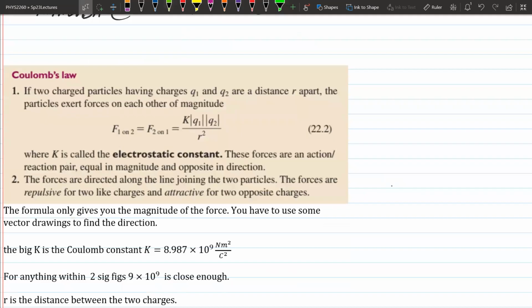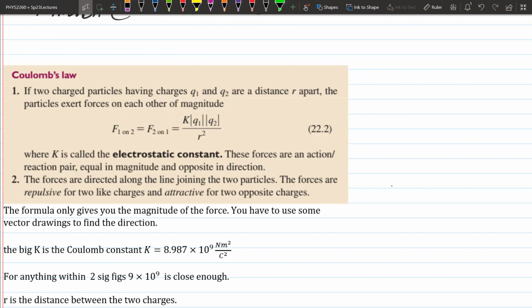So Coulomb's law states that if you have two different charges, charge 1 and charge 2, they're going to apply equal and opposite direction force on each other. It's the same idea as Newton's third law, where if I was to push Anthony, Anthony will push me back with equal and opposite force. So they're going to be equal and opposite each other.